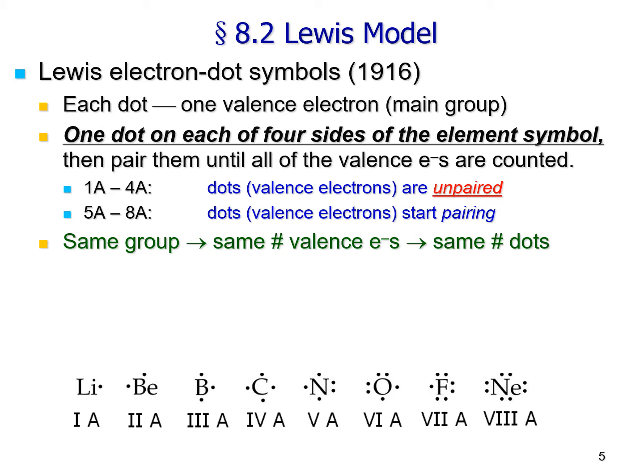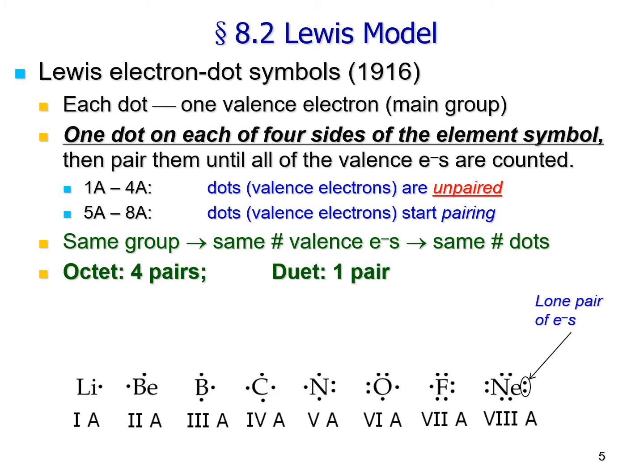For example, silicon has 4 valence electrons, and those 4 dots will not pair themselves, just like they are in carbon. Neon has 4 pairs of electrons. And of course, we understand it's going to be the octet, right? So 8 electrons in 4 pairs. The octet in the Lewis electron dot model is 4 pairs of electrons.